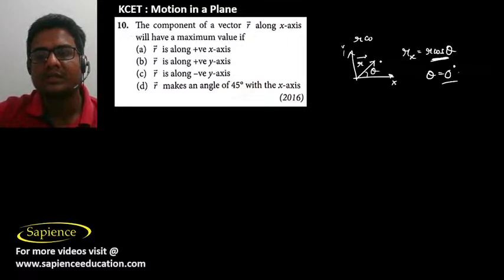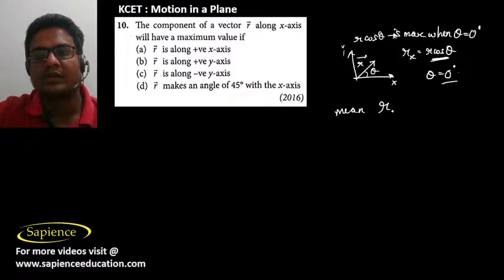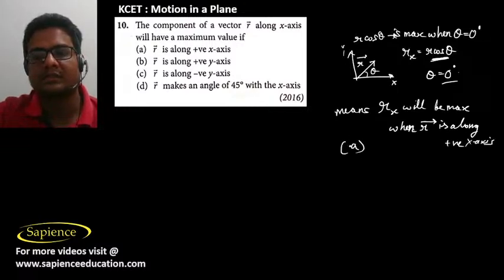So it means that r cos theta is maximum when theta is 0 degrees. It means that the component of the r vector along the x-axis, which is rx, will be maximum when the r vector is along the positive x-axis. Therefore option A is the correct answer.